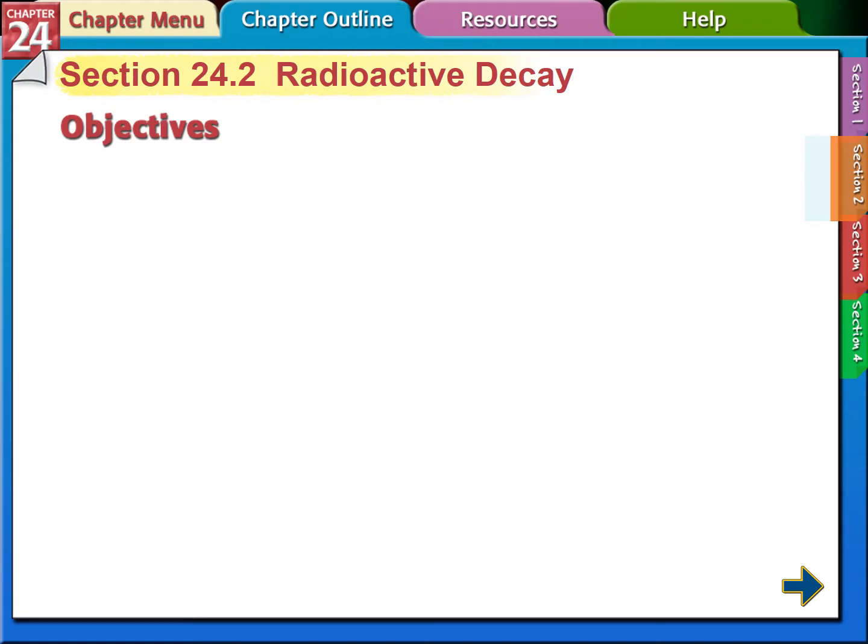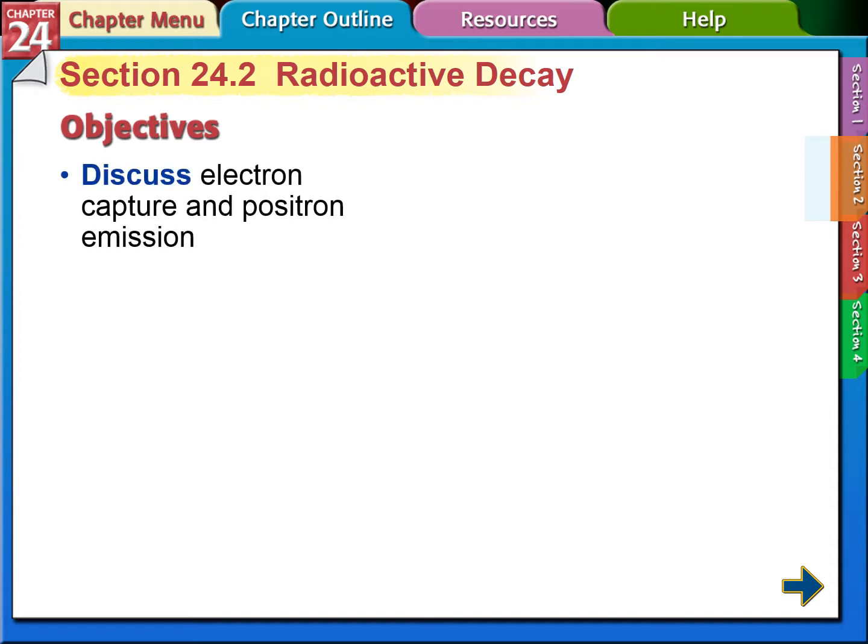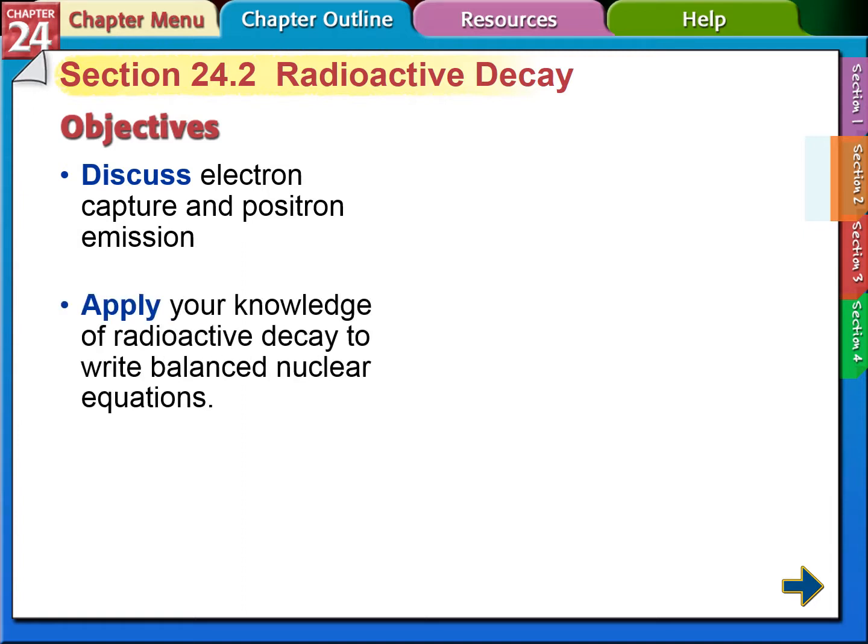This tutorial is on Chapter 24, Section 2, Radioactive Decay, and I will cover the following objectives: discuss electron capture and positron emission, and apply your knowledge of radioactive decay to write balanced nuclear equations.